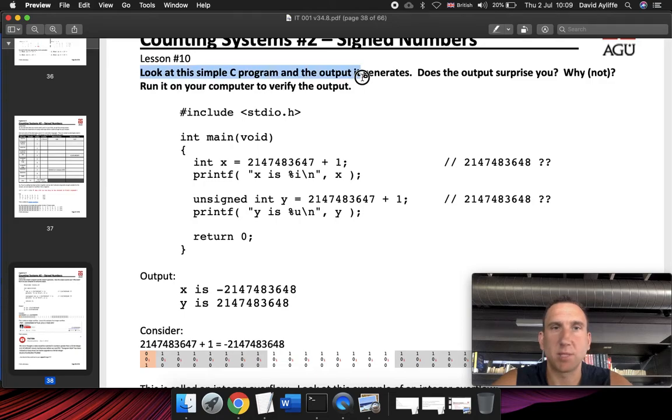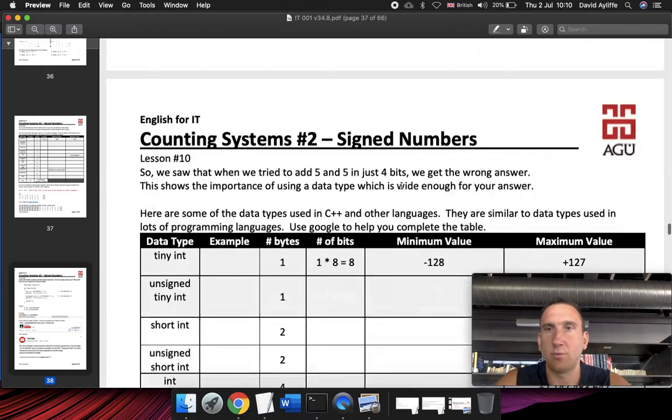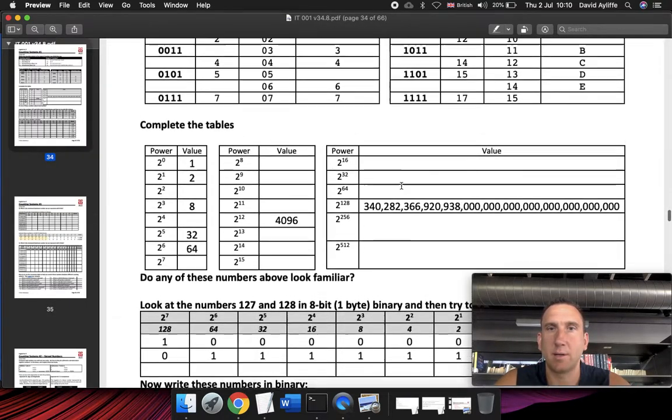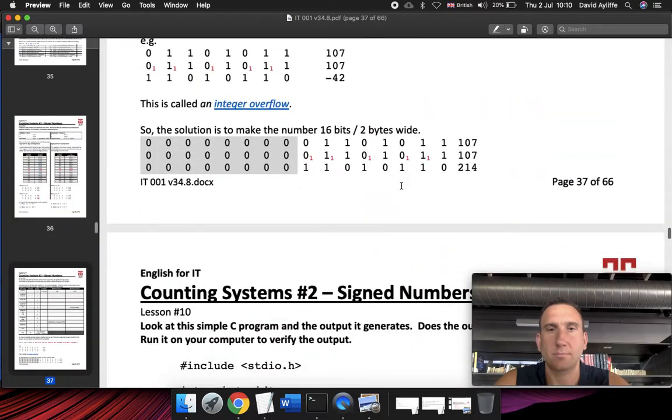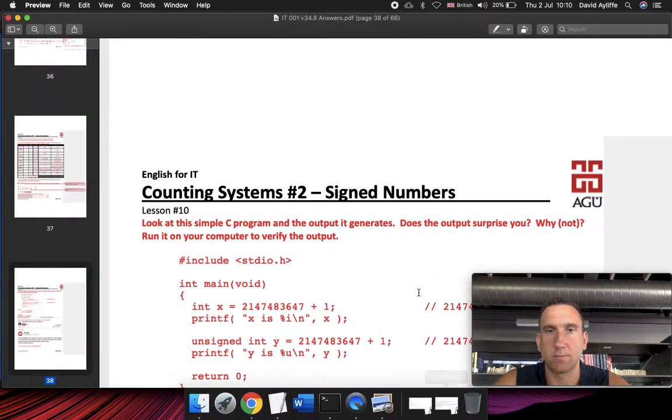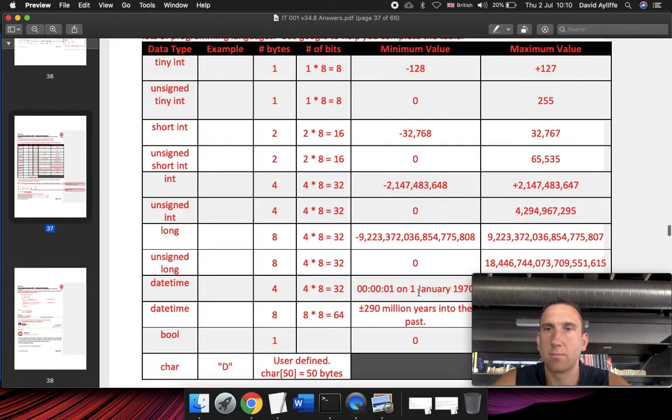Okay, so look at this simple C program. The output it generates, does the output surprise you? This is C code that we will run in a minute. So we have an integer, x. This is our upper boundary, 2,147,483,647. So if we look at our range, where's my answers document gone? Yep, so we're right on this boundary, right up here.